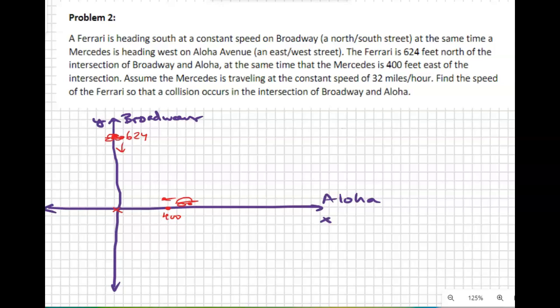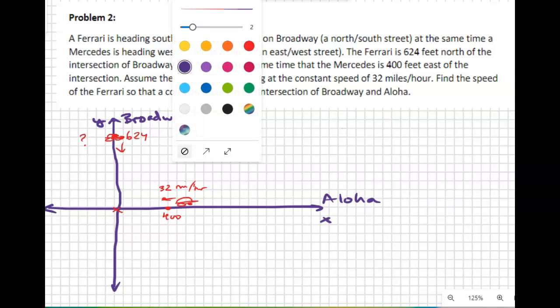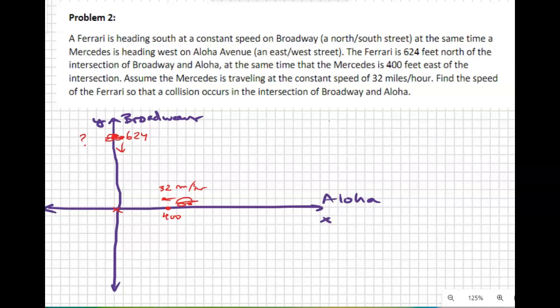The Mercedes is traveling at 32 miles an hour. So this is going at 32 miles per hour. We need the speed of the Ferrari. So they're colliding, so basically they need to get there at the same time. Let's see what we know about distance, speed, and time: distance equals rate times time. We know more stuff about the Mercedes than the Ferrari.